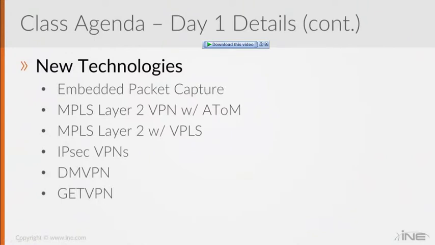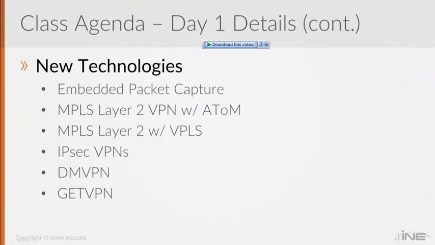And then we'll talk about some VPN theory, like what are the differences between layer 2 VPNs with MPLS, with either point-to-point pseudo-wires, which is called Any Transport over MPLS, and point-to-multipoint pseudo-wires, which is called Virtual Private LAN Services, and then how these differ from other overlay technologies like IPsec or DMVPN, and then also Group Encrypted Transport.